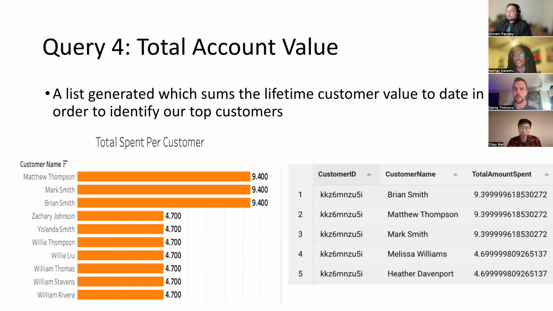And the reason that total account value is so important is because it really helps you to identify your top customers. So if you ever took a marketing class and you remember the 80/20 rule, where 80% of your business comes from 20% of your customers, well, you have to find out who those 20% are.